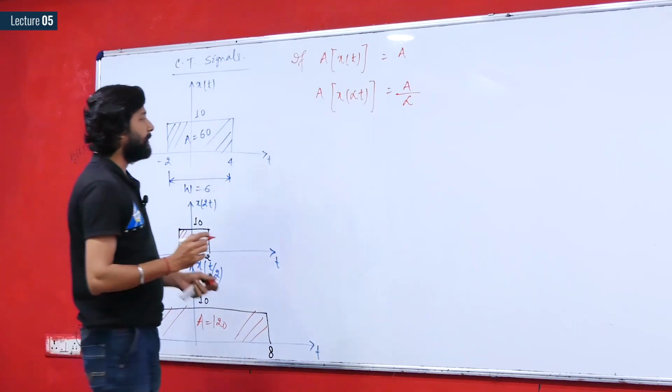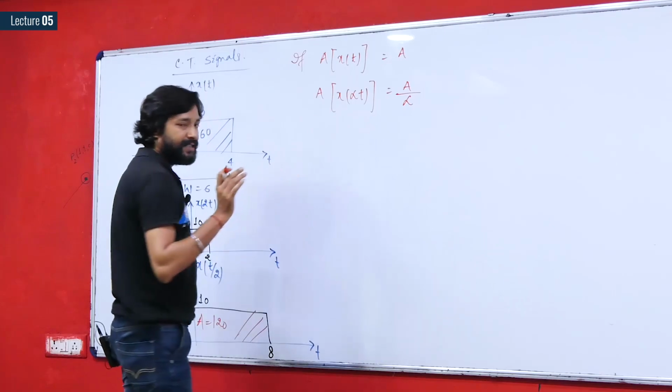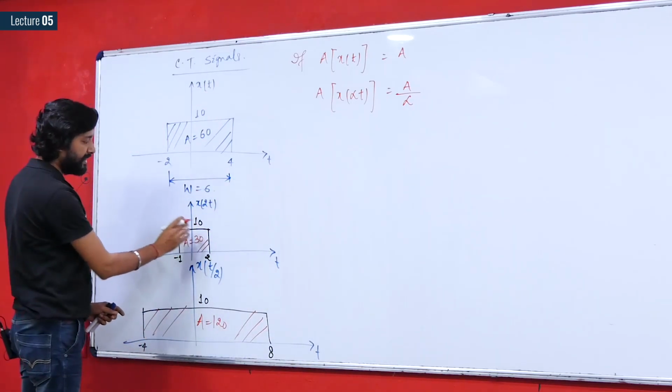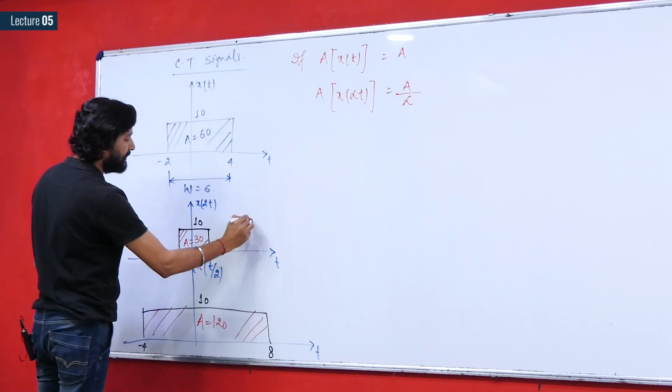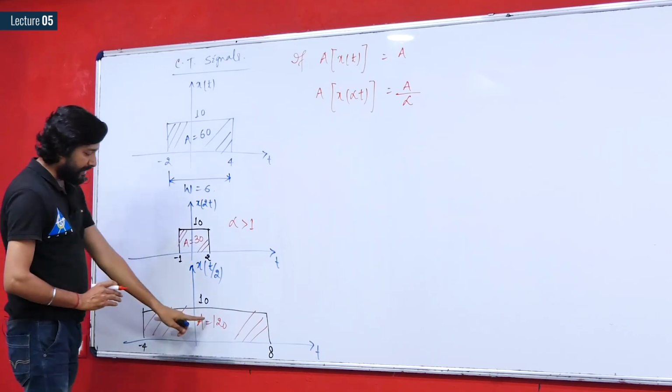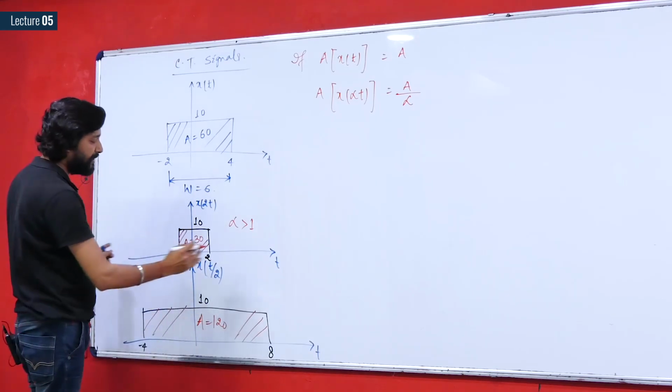So you see here that the area changes due to the change in width of the existing signal. Here alpha is greater than 1, therefore you can see that compression has taken place, and in this case alpha is less than 1, therefore expansion of the signal is taking place.